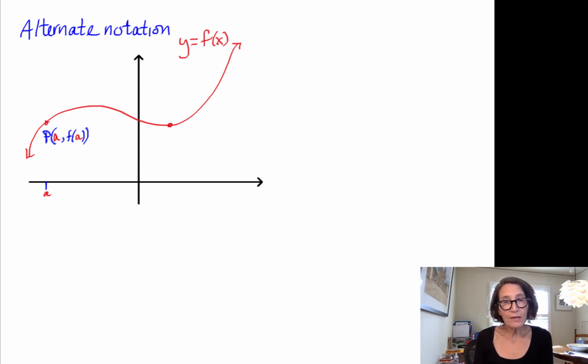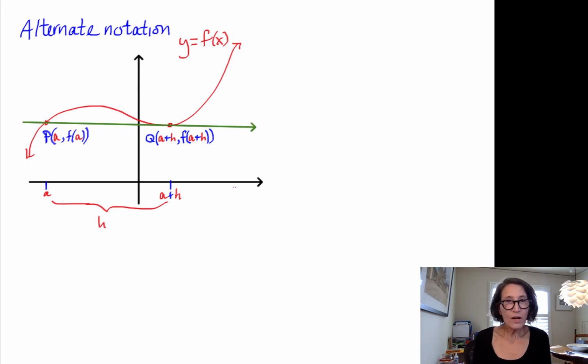Now when we take another point on that curve, Q, instead of calling it x comma f of x, let's say the x coordinate is a distance of h away from A. Then the x coordinate we can say is A plus h. Instead of calling it x, we'll call it A plus a little bit. And then the y coordinate is f of A plus h instead of f of x.